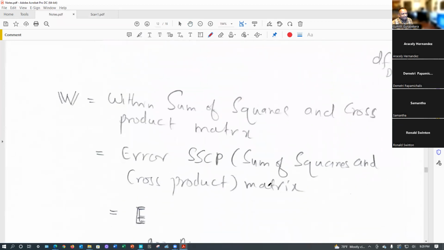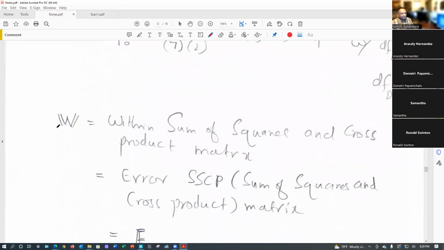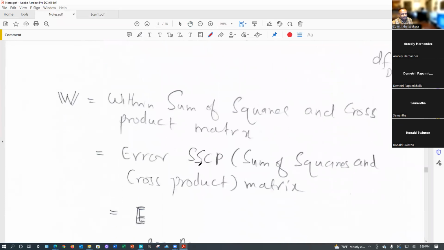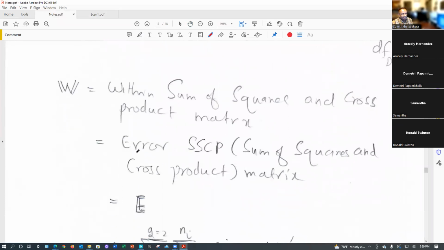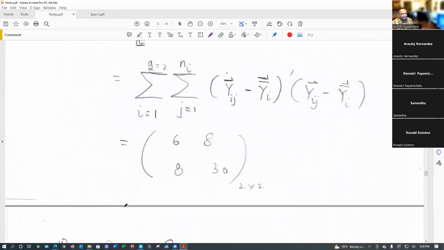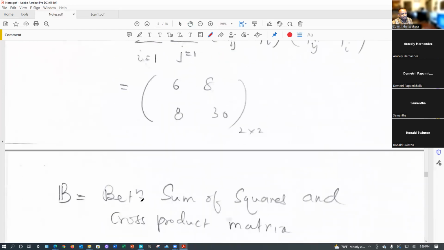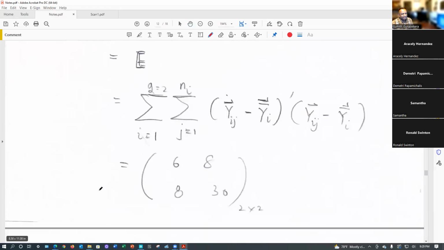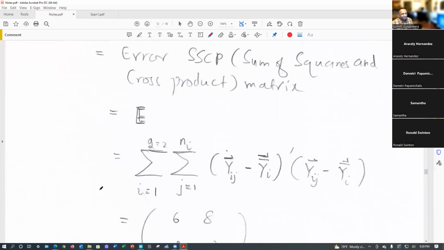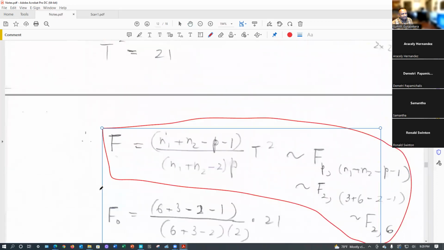W is another name for that one. W means within sum of squares and cross product matrix. On the printout, you can see sometimes they call it error SSCP, sum of squares and cross product matrix. They call that one E. 6, 8, 8, 30. Sum of squares and cross product, that's the same thing.